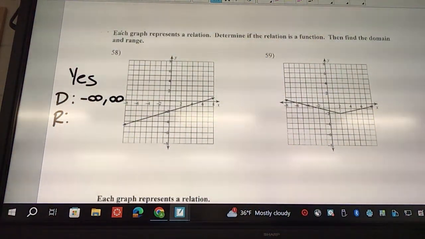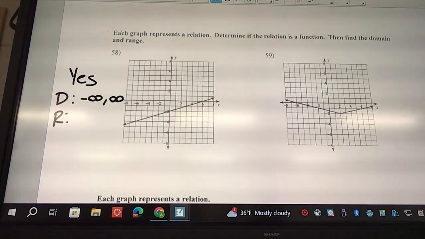Okay, and then the range, which way do we hold our pencil? Sideways. Do we start at the bottom or the top? The bottom, and we work our way up. Infinity, infinity. Good job, Jaden.